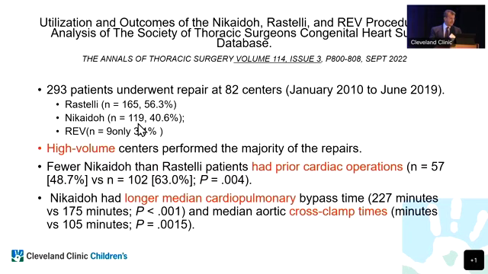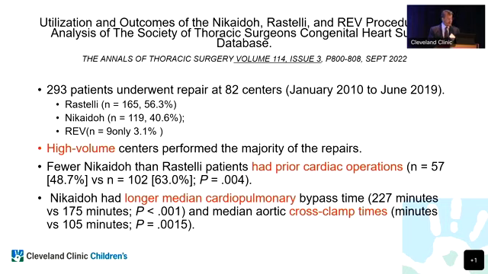165 had a Rastelli and 119 had a Nikaido, and the Rev was done in 9 only. So if you look at the high volume centers, or the ones who do the majority of the Nikaido procedures, fewer Nikaidos than Rastellis had a prior cardiac operation. So there is always a selection bias of who gets the Nikaido, which is not unusual with these complex surgeries. You want to go with a clean field. You go in first crack at it, like the cases that I've shown.